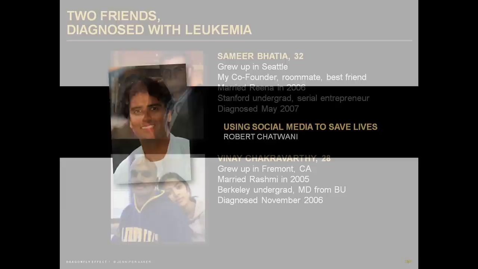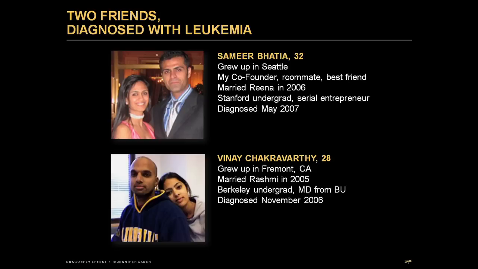Just before the class, about 6 months, his best friend, Samir Bhatia, age 32, was diagnosed with leukemia. Samir is a Stanford undergrad graduate, social entrepreneur, just like you, just exactly like you, starting businesses, having all of the power in the world, charismatic, smart, ambitious, creative, and wanting to do good in the world. He got married to Reina about a year before getting diagnosed, and they were in India when he got hot and feverish, went to the hospital, and was diagnosed with leukemia.